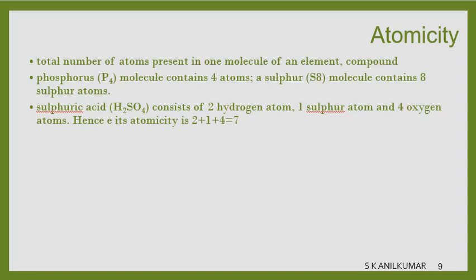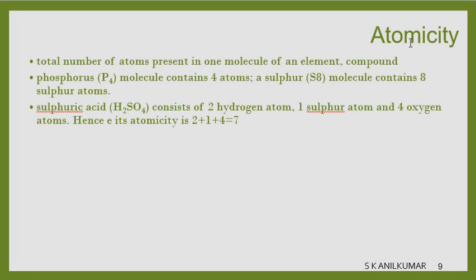So in H2O, there are two hydrogens. So 2 is the atomicity of hydrogen. The number of atoms present in one molecule of an element or compound is atomicity. Why molecule of an element? Because hydrogen and oxygen, we know, exist as two atoms together, H2 and O2. Ozone is O3. It is only one element, but three atoms are together. That is why we say atomicity is 2 and 3.